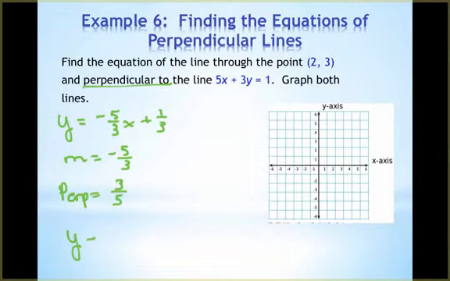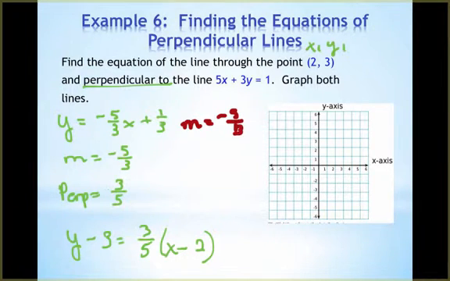So my equation becomes y minus, and again, we've got x1 and y1. Y minus 3 equals m, x minus x1, which would be 2. Now, if we graph the two lines, looking at our first one, we know m is negative 5/3, and b is 1/3. So we're going to start at 1/3, and then we're going to go down 5 over 3. Okay, and then we connect that.